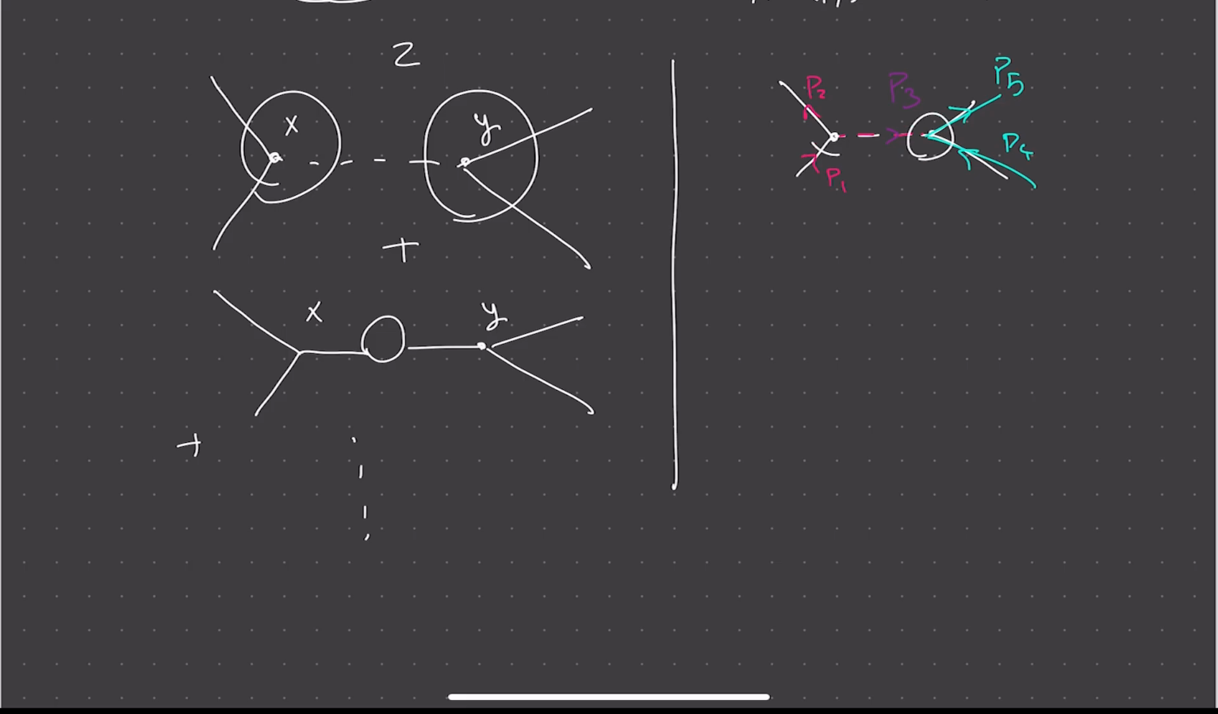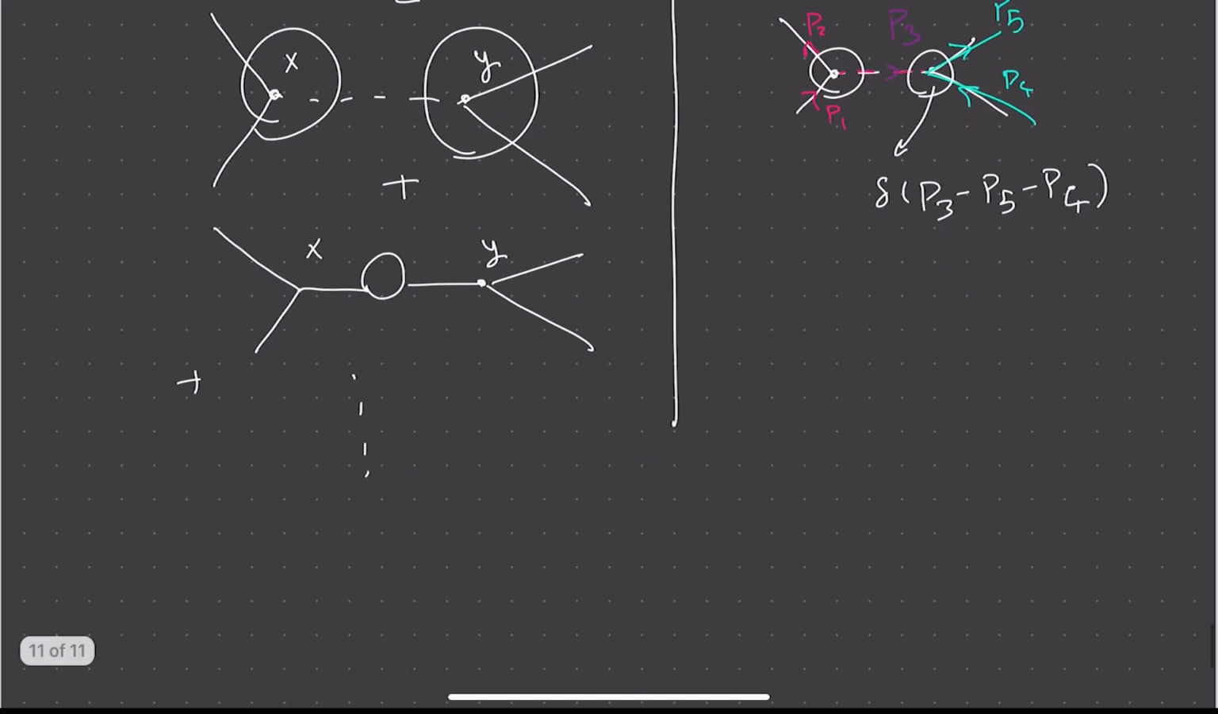You need to consider that each vertex imposes momentum conservation. So here you have P3 minus P5, P4. Sorry, P3 and P4 in this case should have the same signature because they're ingoing into the vertex, and then P5 is coming out. So for this case, for example, I should have delta of P1 minus P3 minus P2, because P1 is going in and then P2 and P3 are coming out.